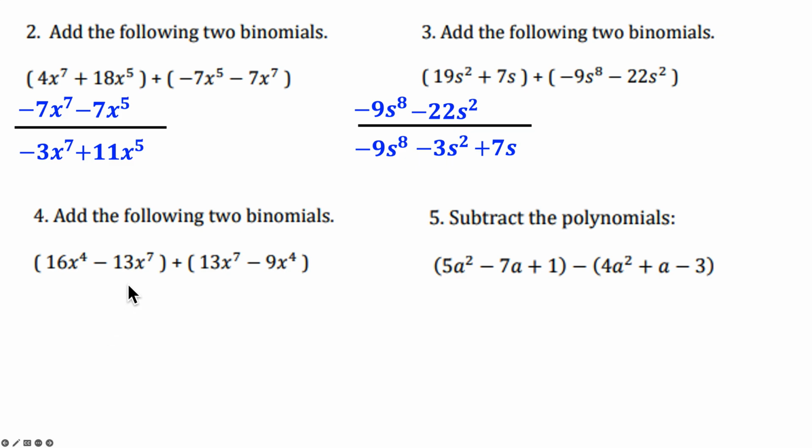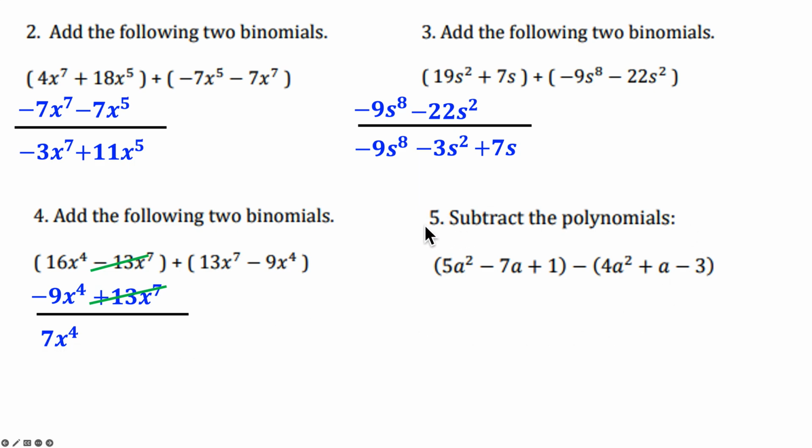Number 4, same thing. I have a 16x to the 4th minus 13x to the 7th. I have a plus 13x to the 7th and a minus 9x to the 4th. Okay, take the minus 9x to the 4th, line it up underneath the 16x to the 4th. Take the positive 13x to the 7th, line it up under. These two are going to cancel out. They add up to be 0, so 16 minus 9 is 7. 7x to the 4th is your only term.